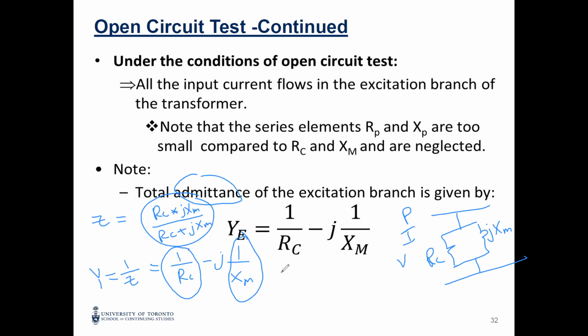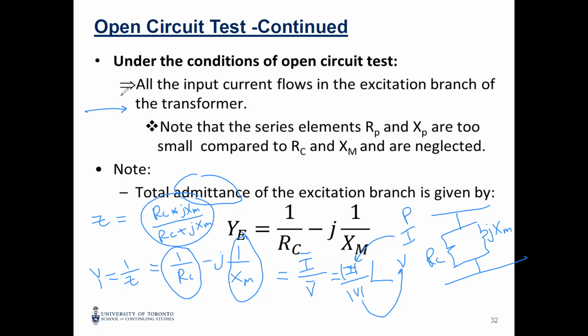How can we get the admittance? The admittance equals the current over the voltage, of course as vectors, or let's call them phasors. Do I know the magnitude of the current? Yes, of course, from the ammeter. Do I know the magnitude of the voltage? Yes, from the voltmeter. Can I get the angle of the current? Yes.